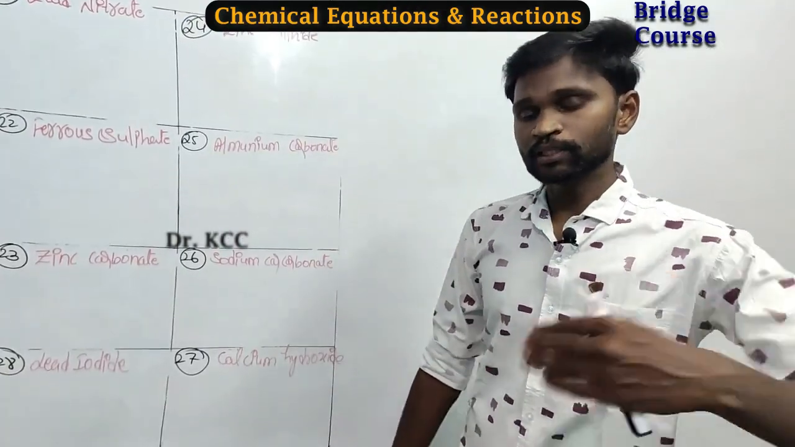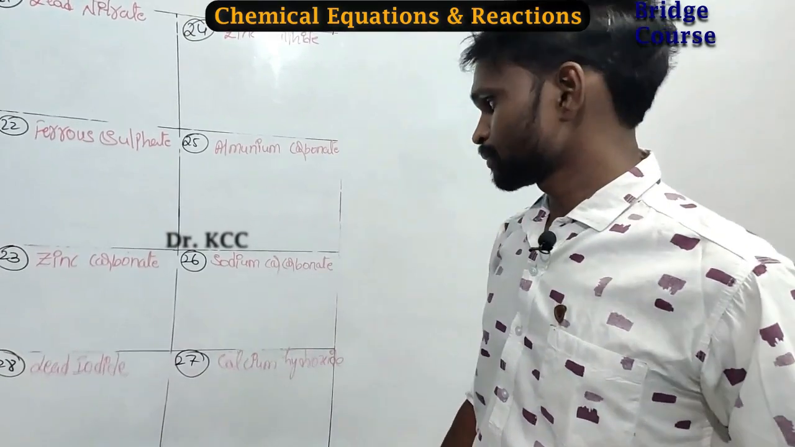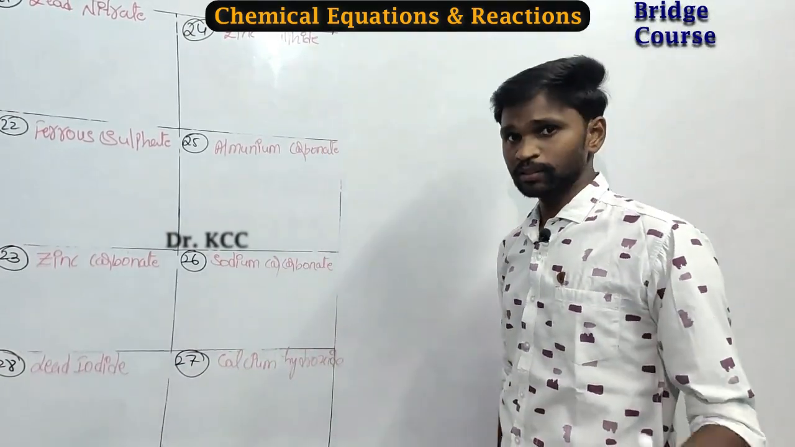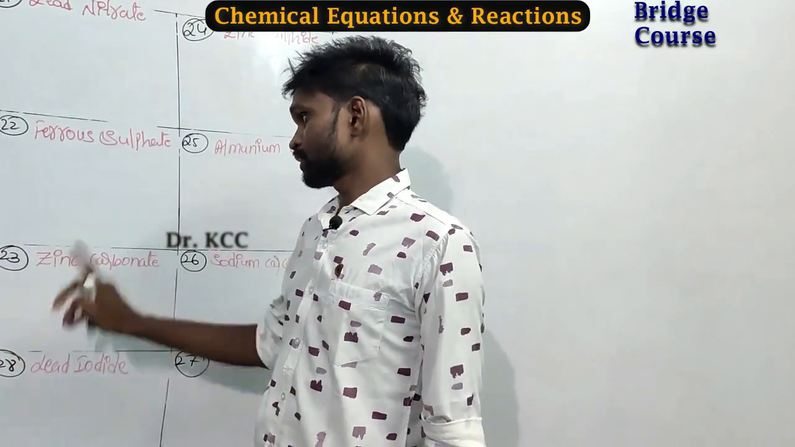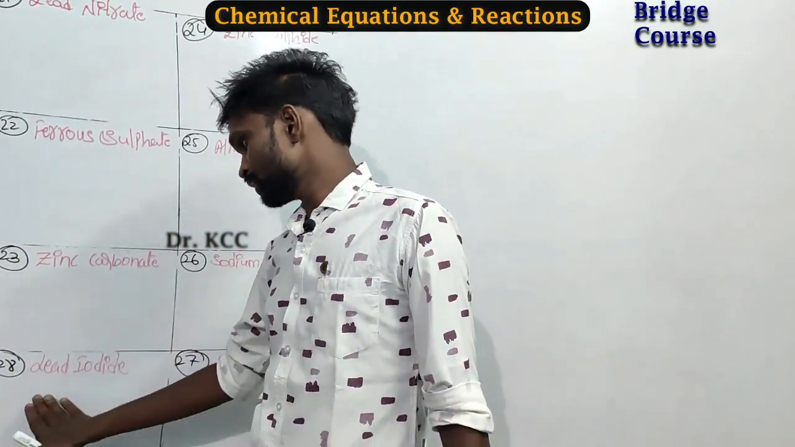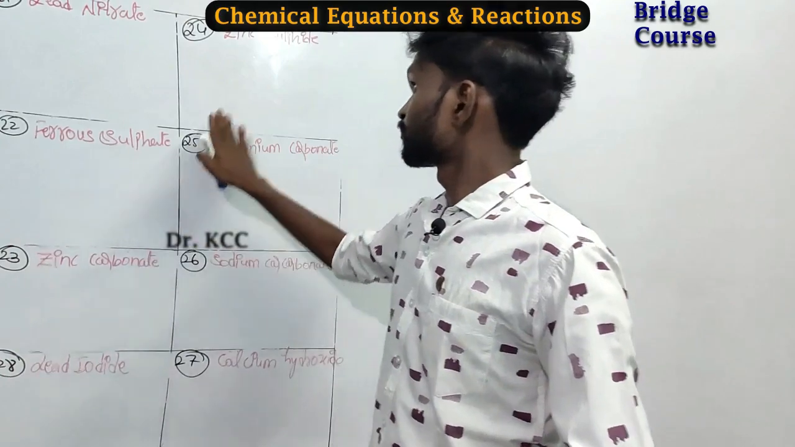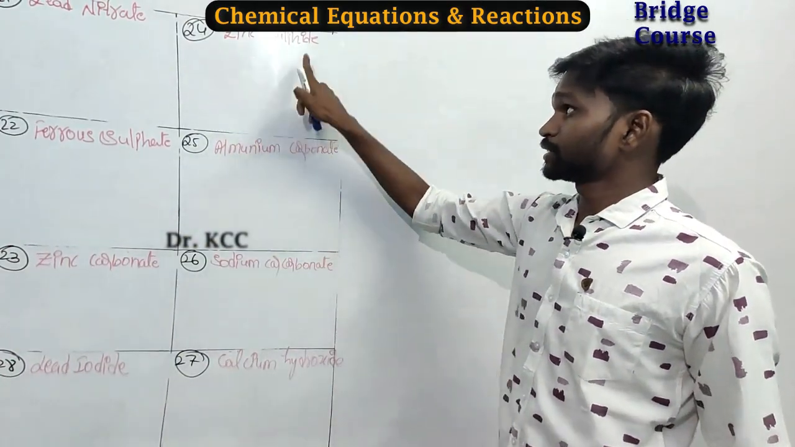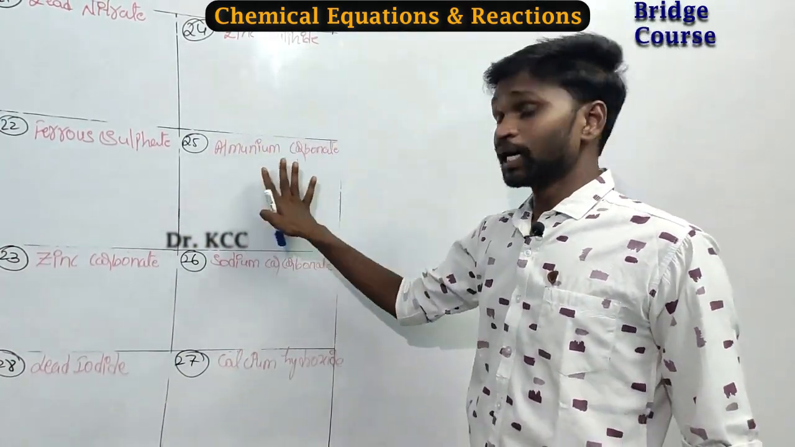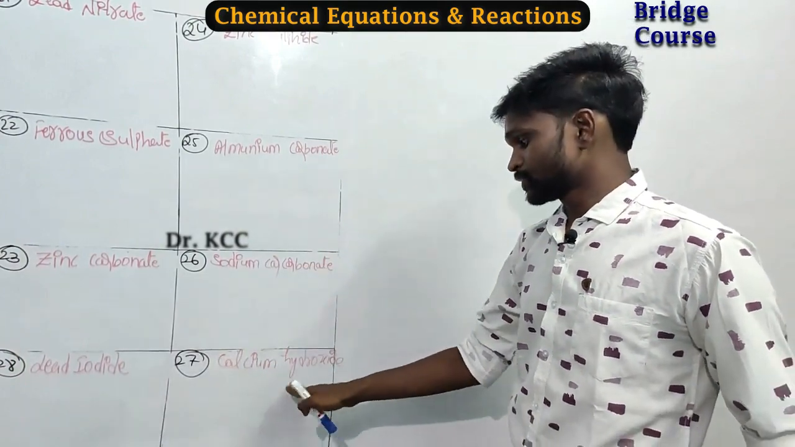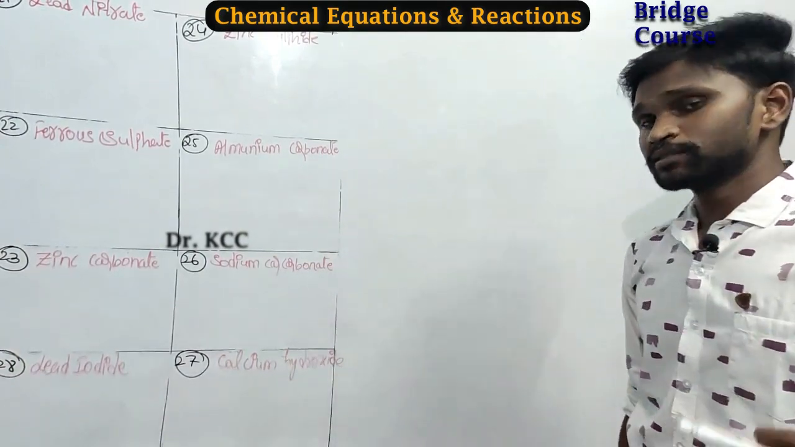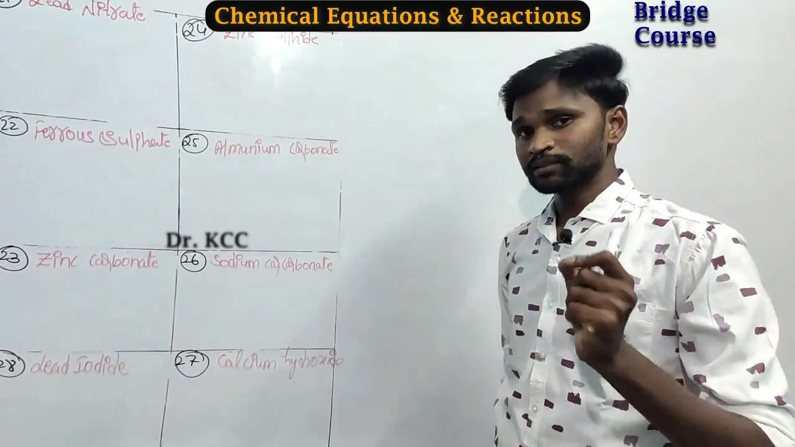So after learning so many, I taught you 20, right? So I'm asking you to just write these questions. I have written on the board: lead nitrate, ferrous sulfate, zinc carbonate, lead iodide, zinc sulfide, aluminium carbonate, sodium carbonate and calcium hydroxide. Answer these questions and comment your answer below.